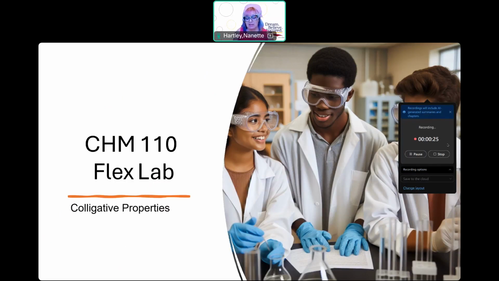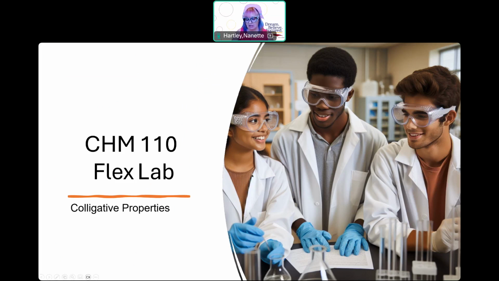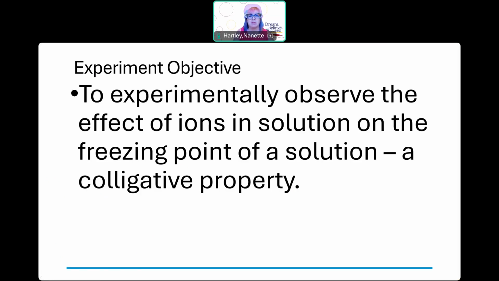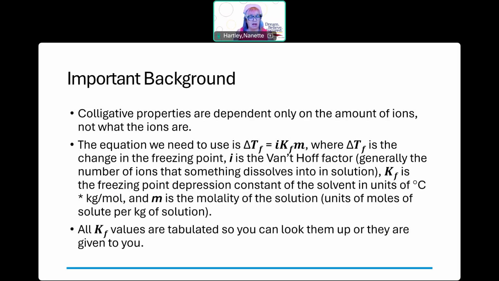Now, our purpose in doing the colligative properties is to experimentally observe the effect of ions in solution on a freezing point of a solution, which is a colligative property. Important background on that. Colligative properties are dependent only on the amount of ions, not what those ions are. And that's very unusual. Most properties that we're looking at have everything to do with what that thing is, and not just on how many of them there are. That's a very strange thing for us to be talking about.